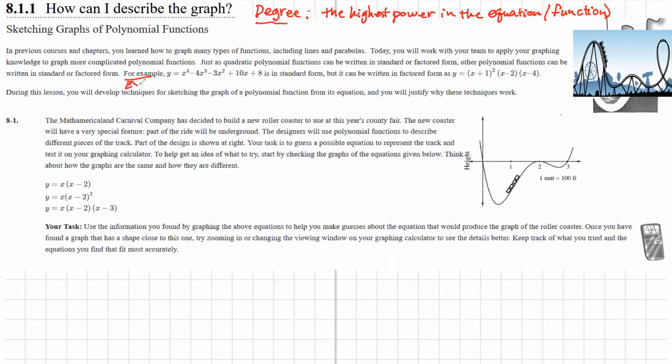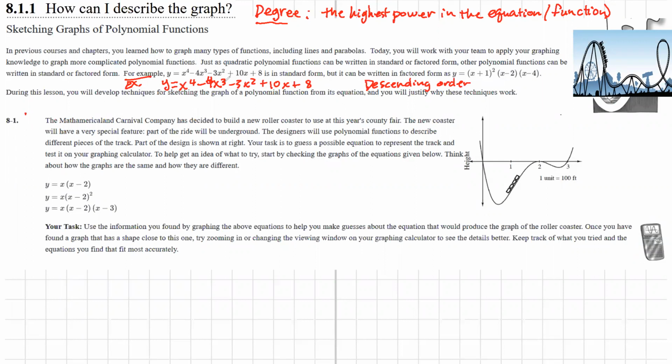Example, this guy right here. And this can be before number 1. y equals x to the 4th minus 4x to the 3rd minus 3x squared plus 10x plus 8. What is the highest power? And we always put polynomials in descending order, right? In descending order, which means highest to lowest. We always put the highest power first, right?